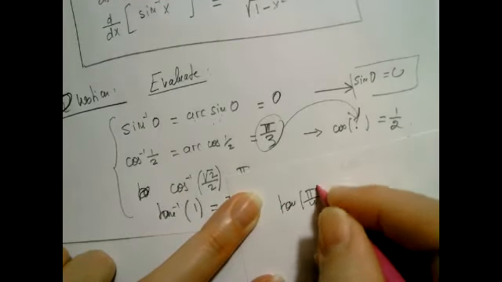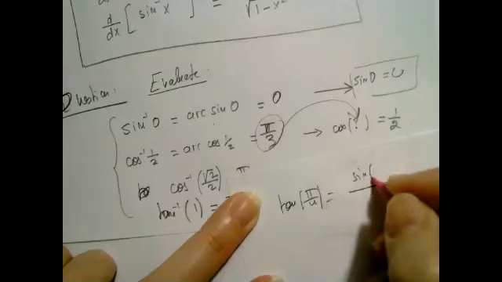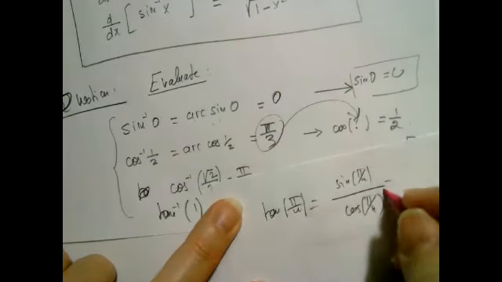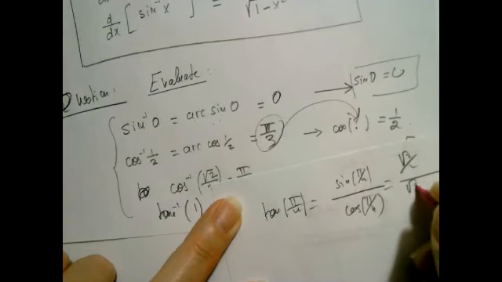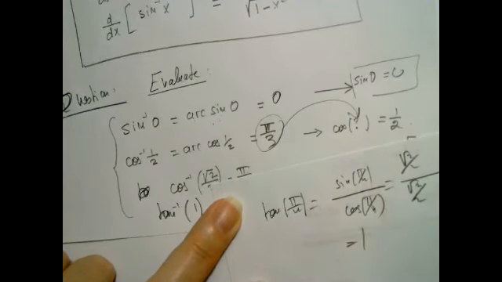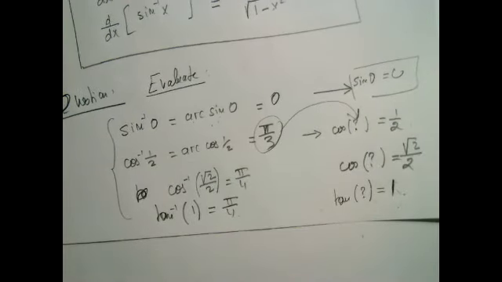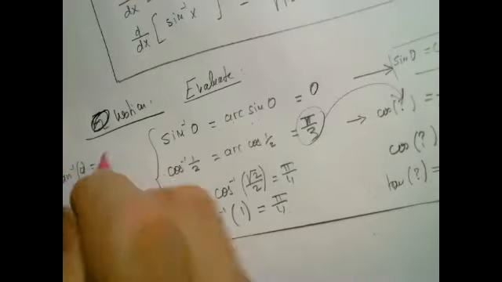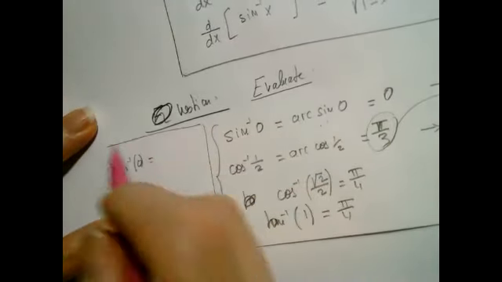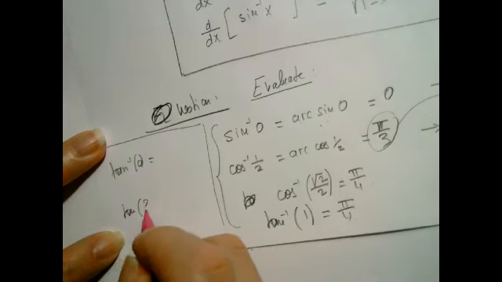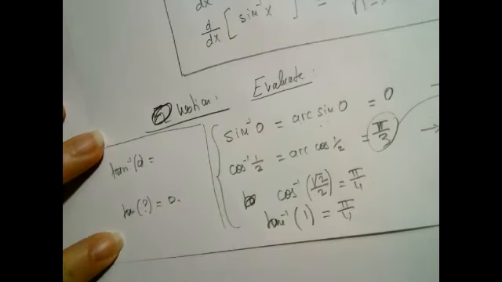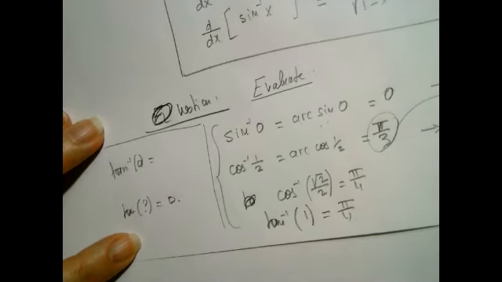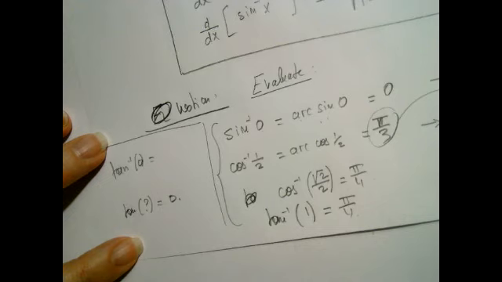The tangent of pi over 4 is the sine of pi over 4 over the cosine of pi over 4. But the sine and cosine of pi over 4 are both square root of 2 over 2, so the ratio is equal to 1. Okay, absolutely crucial numbers. All right, practice one more. What is the tangent inverse of 0? I'm asking, tangent of what equals 0? That's what the arctangent is. They are crucial.